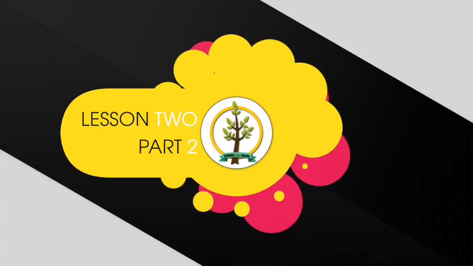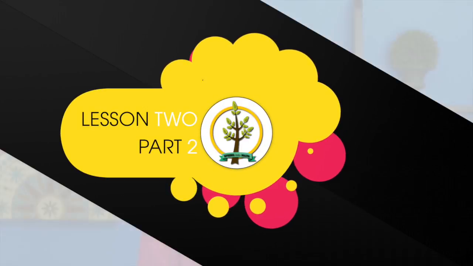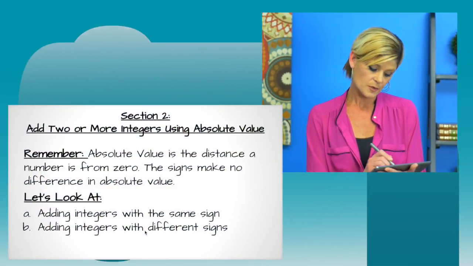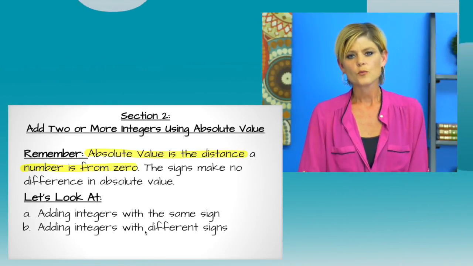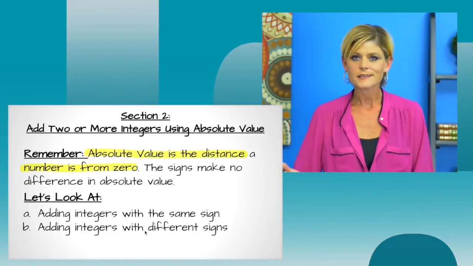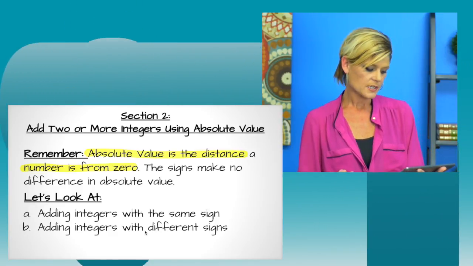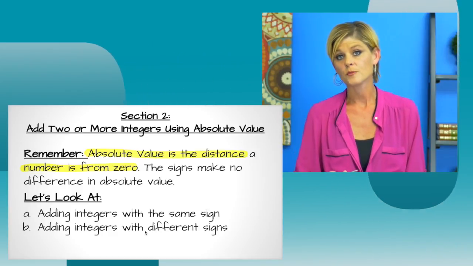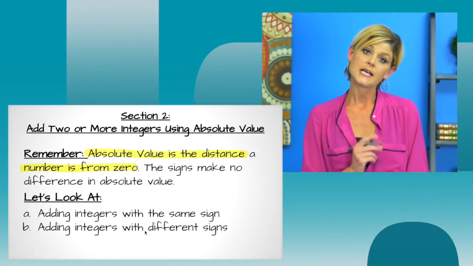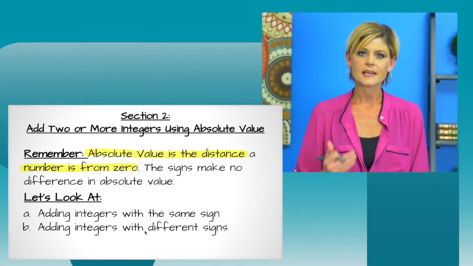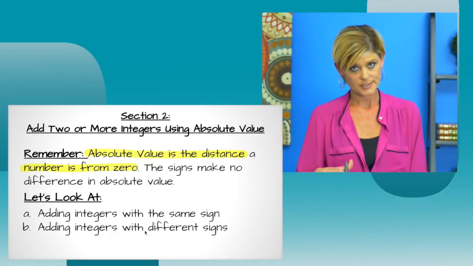Today we're going to be looking at how to add integers using absolute value. Remember, the absolute value is the distance that a number is from 0 on a number line. If you look at the slide, you can see that with absolute value, the signs make absolutely no difference. It just has to do with how far away that number is from 0 on a number line. So today we're going to be looking at how to add integers with the same sign and how to add integers with different signs.